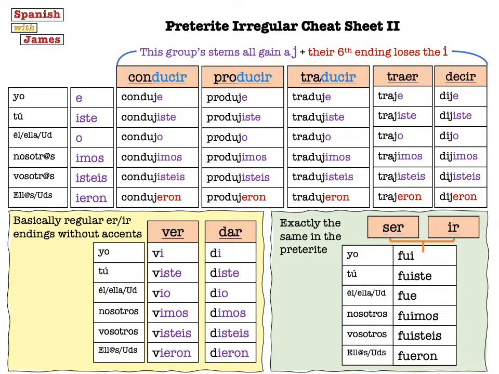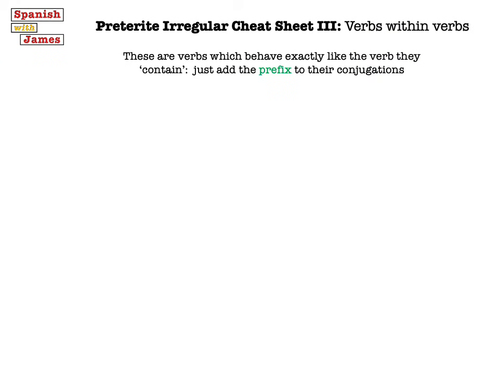To be honest, you don't tend to use ser very much in the preterite, except to say, it was good. We went to the cinema, it was cool, it was fun. So you don't really get confused by this, it just means it's easier to learn because once you learn, there's one set of conjugations and you've unlocked those 2 really high frequency verbs in the preterite tense. And that brings us to the very last preterite cheat sheet. Now the verbs I'm going to show you in a moment are verbs which behave just like the verb they contain. So they're basically verbs that contain another verb, which is one of the ones we've already looked at.